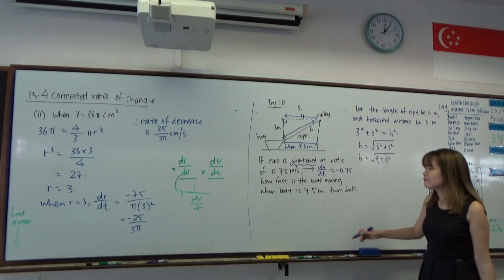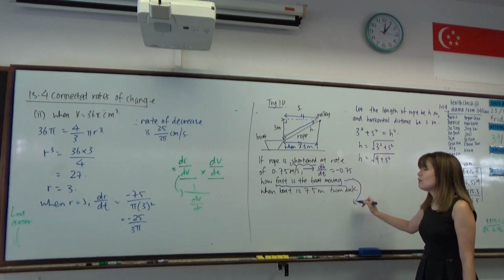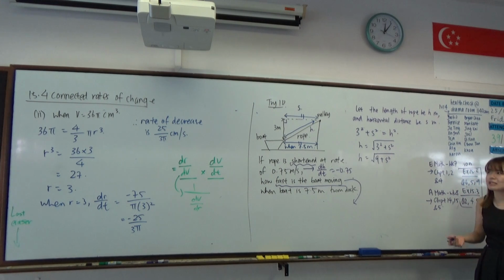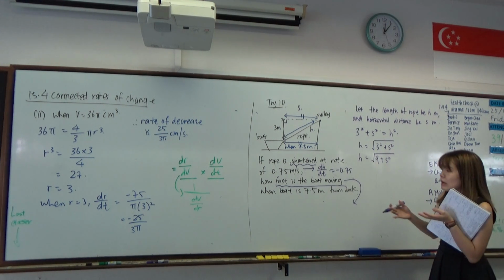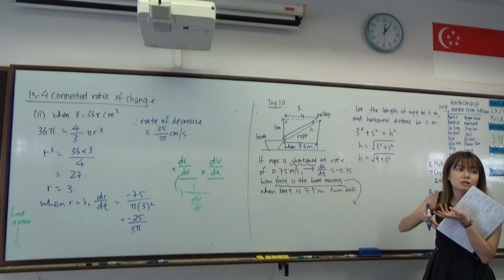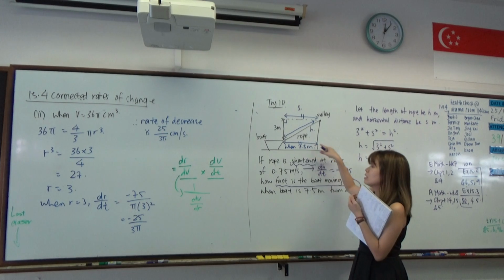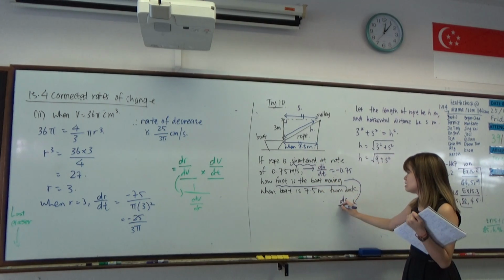Then after that, we want to find out how fast the boat is moving. So what will give us how fast this boat is moving? Over time, right? But what is the change in the distance that will describe to us how fast the boat is moving? We will look at the horizontal distance. So actually what the question is asking, we will be looking at ds over dt.